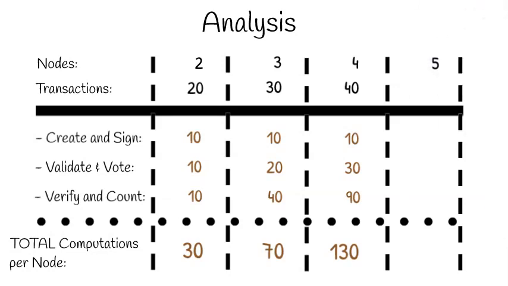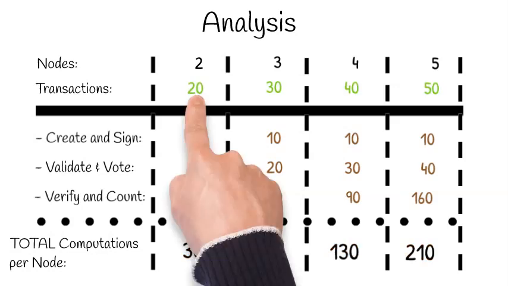If the network expands to 5 nodes, there are 50 transactions. Again, create and sign 10, validate and vote 40, but have to verify and count 4 times 40 votes, which is 160. Now the total computations are 210.